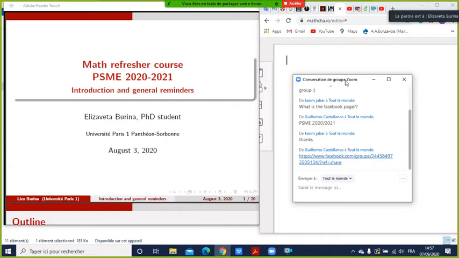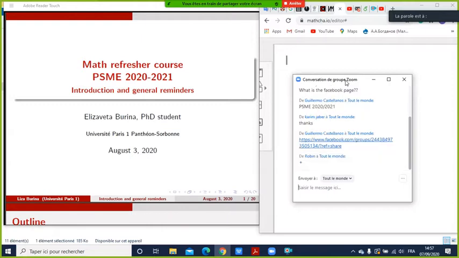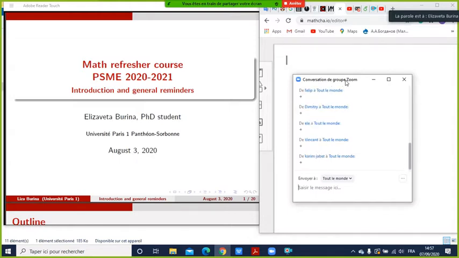Please put pluses if on the left side of your screen you see the slides, math refresher course, PSME, and on the right side you just see something from a browser that is white for now. Just do plus, plus, plus if you see that. Great. Thank you very much. Perfect. Everybody sees what you're supposed to see.